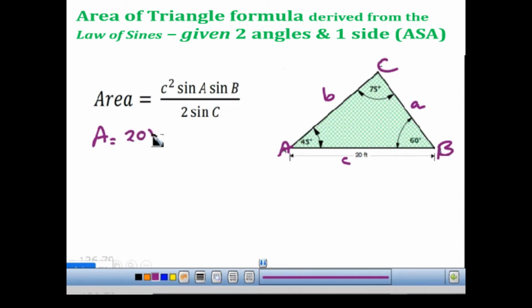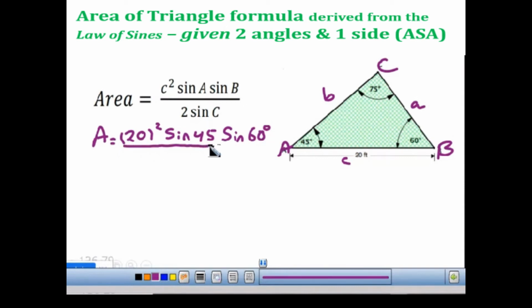Sine of A, sine 45. What? Sine A is 45. Okay, I guess we know sine 45. Sine B is 60. Yeah, I know sine 60. So in the chat, please go ahead and give me sine 45.